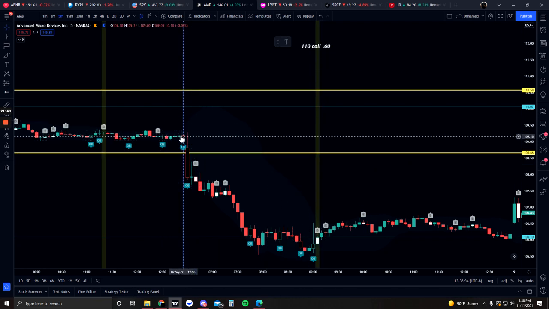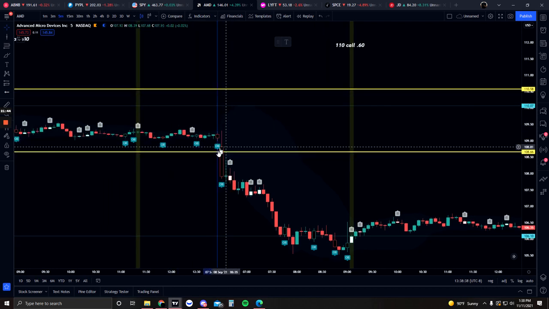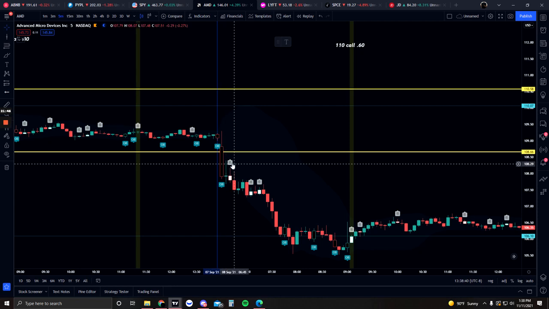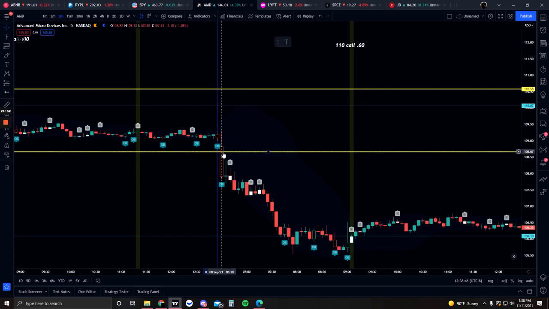A lot of people who bought shares are exiting their positions because they're like, you know what, the bears won, but we're not bulls, we're not bears, we're just traders. We do whatever the charts tell us. So here you would have bought a put, right over here.